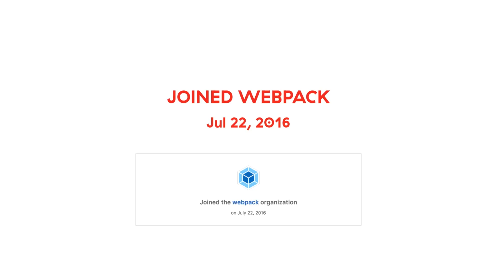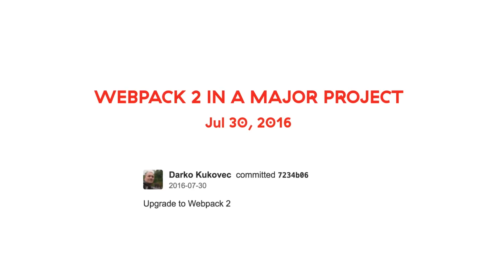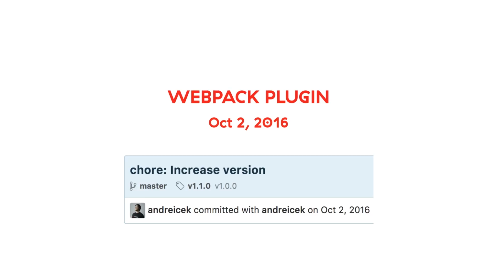Next up, on July 30th, we shipped Webpack 2. So this was basically while Webpack 2 was still in alpha. So that tells you how stable it was. And on the 2nd of October, we shipped our first plugin that helped a lot of Rails guys implement Webpack in their workflow. You'll hear more about that in our next talk by Cookie.